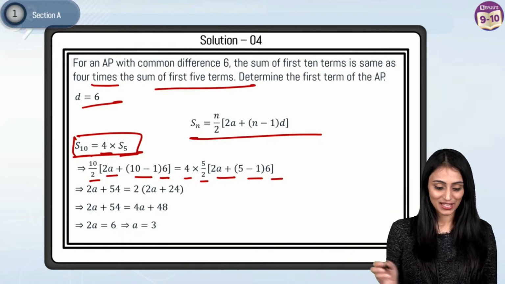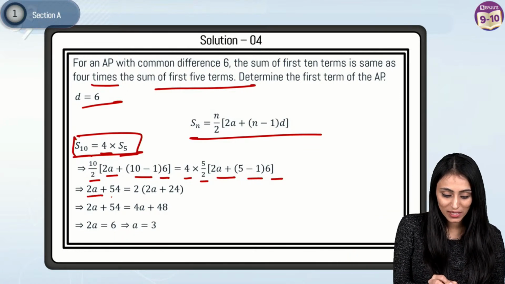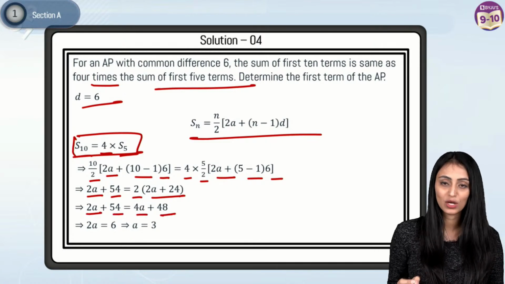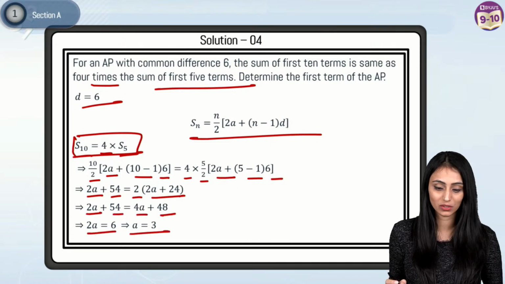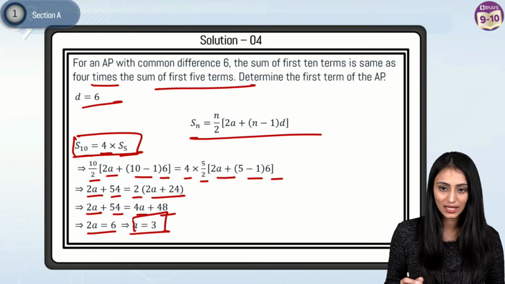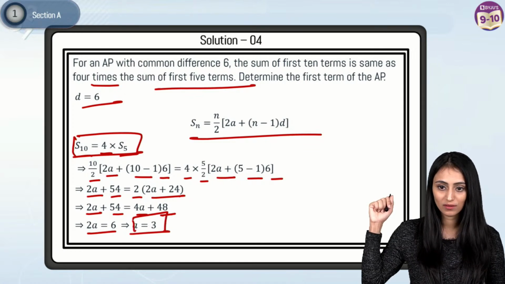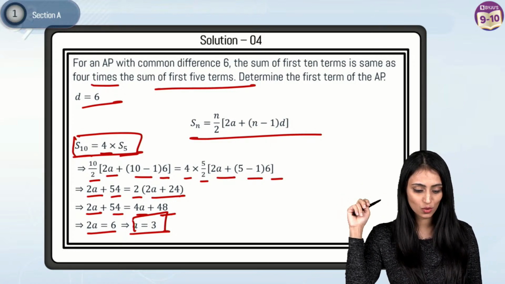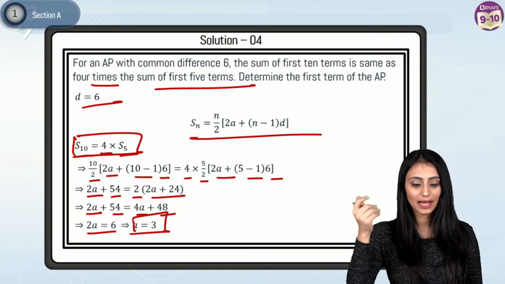All right. So on simplifying, this is going to be 2a plus 54 equal to twice of 2a plus 24, which is 2a plus 54 equals 4a plus 48. So 2a is 6, a would be 3. So that's the first term, right? I'm sure you got the right answer. a equals 3. Who all got a equals 3 in this question? For the people who had this set.